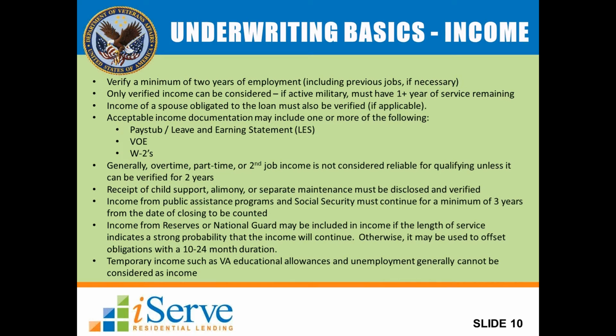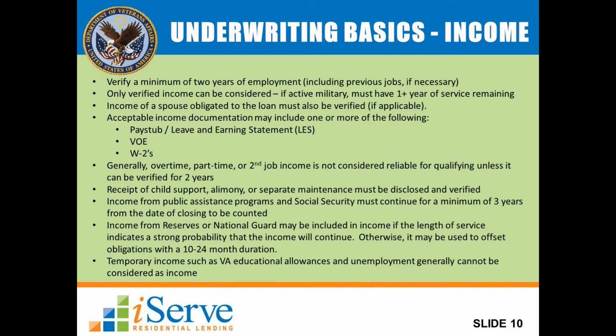Acceptable income documentation, standard stuff: pay stubs, their military leave and earning statement, VOE, W-2s. If they have any overtime, part-time, second job, we really need to have it for 2 years in order to be considered reliable income as far as qualifying is concerned. If the borrower is receiving any child support, alimony, separate maintenance, it has to be disclosed. We have to verify continuance of that. If they're receiving any income from public assistance, Social Security, etc., we want to make sure that it continues for a minimum of 3 years.